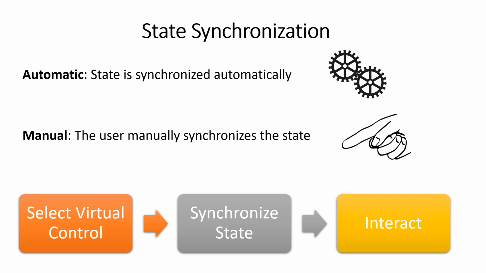We defined two types of state synchronization, automatic and manual. The names are fairly self-explanatory. In the automatic method, the physical and virtual controls are synchronized automatically. In the manual method, the user is required to manually synchronize the control states. The state synchronization occurs between when the control is selected and when the user interacts with the virtual control.